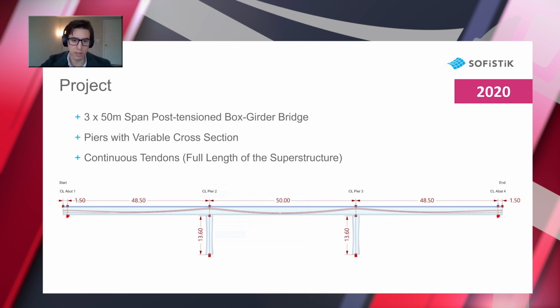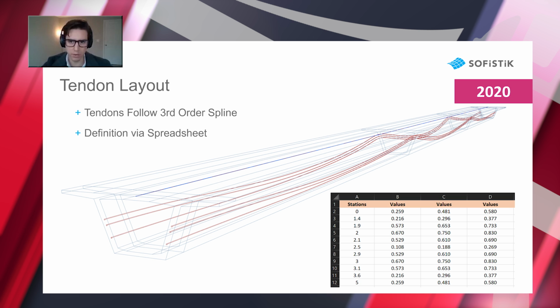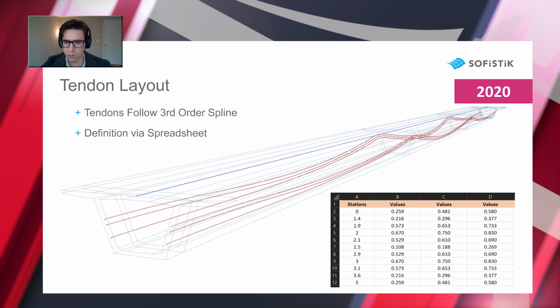So this is the typical tendon layout that you would get in this type of bridge. As you can see on this slide, we have tendons that follow a third order spline. That's the mathematical description of the tendon layout. And we are defining these tendons via a spreadsheet. So it's very easy in Excel to define offset values. In this case, these offsets that you can see on columns B, C, and D would be vertical distances from the bottom of the bridge.